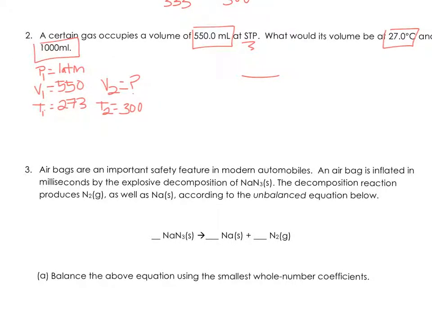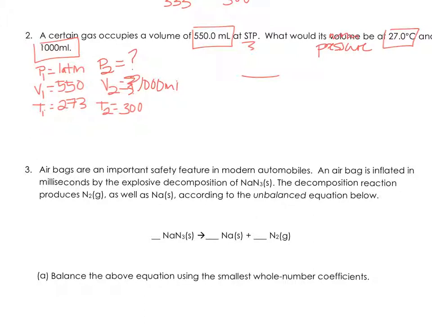1,000 milliliters? I think that probably means 1,000 atmospheres. So let's see what we got here. Ah, I see it. So we're going to edit this question just a touch. We're going to look for pressure. What would its pressure be? Okay, so we're not going to look for V2. We're going to look for P2. And our V2 is going to be 1,000 milliliters. I'm sorry. Typo. That should be pressure.